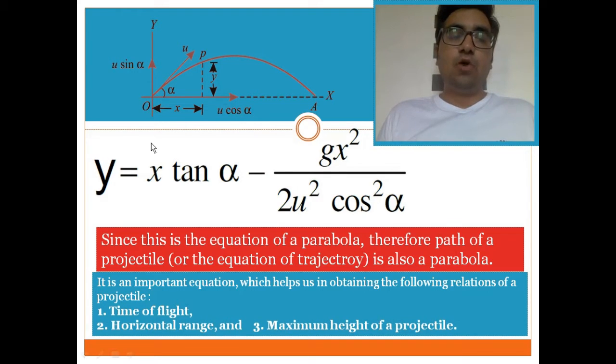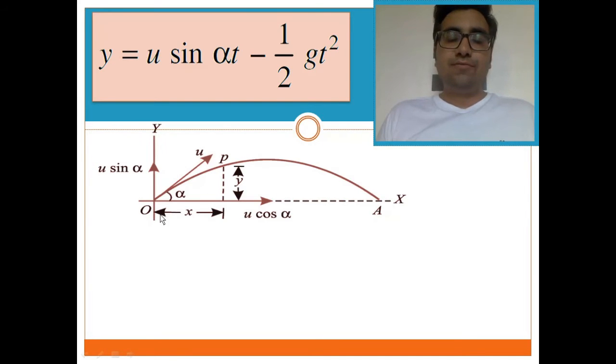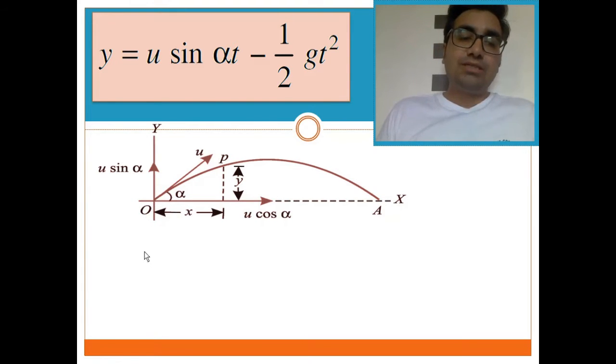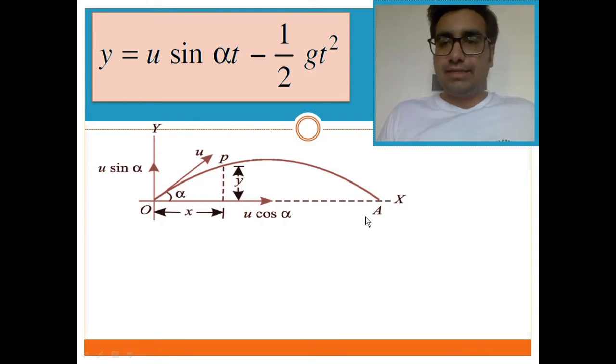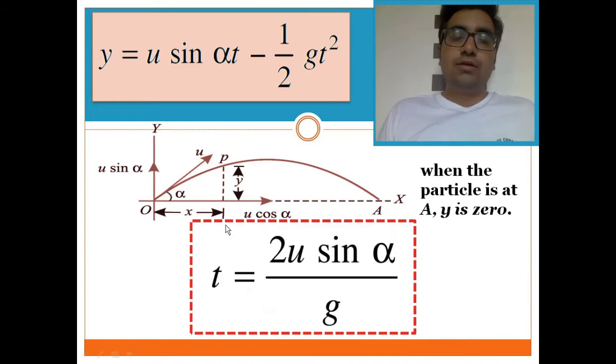Now my dear friend, if I want to find time of flight, I am going to consider the whole motion, that is motion from point O to point A. So considering the motion from point O to A, it will take the total time. Now I will ask you all one question. If the particle was projected from level O, point O on the ground, and again it falls on the ground at A, what is the vertical displacement? So the vertical displacement is 0. Yes. So substituting y equals 0 over here, and as soon as I substitute y equals 0 over here, we get the formula for time.